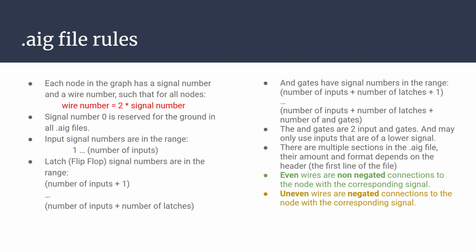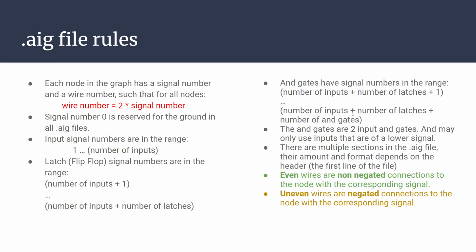For example, if I had 2 inputs and 3 latches, let's say, then signal 0 would go to the ground node, sorry. And then signal 1 and signal 2 would be inputs. And then signals 3, 4, and 5 would be latches. And then 6, 7, 8, and onwards would be AND gates. Okay, that's what I stated here.